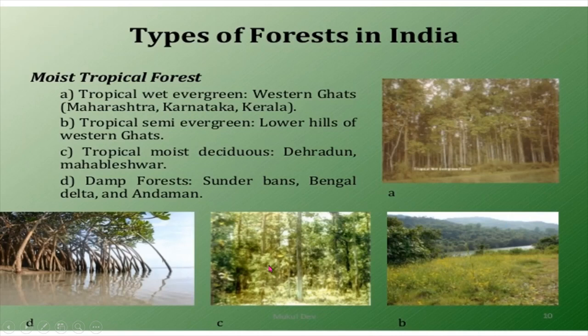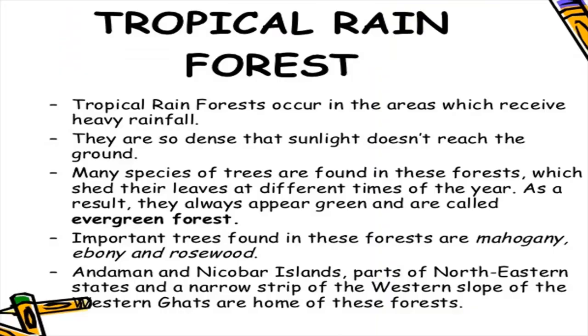This type of forest we call a moist deciduous forest, and this is a damp forest or mangrove forest we find in Andaman, Bengal Delta or Sundarbans.